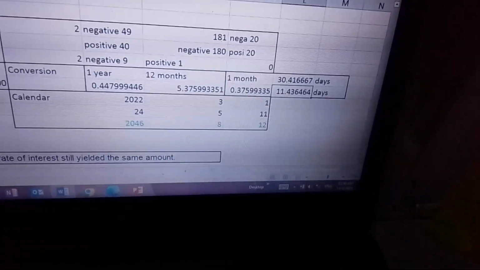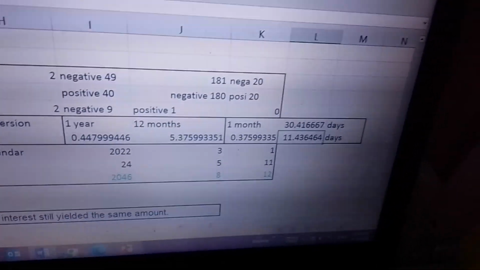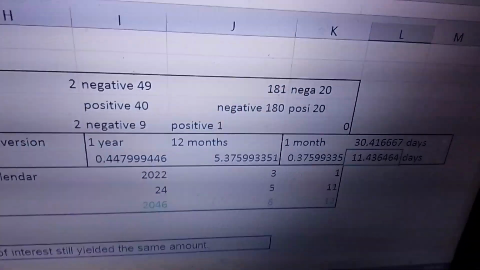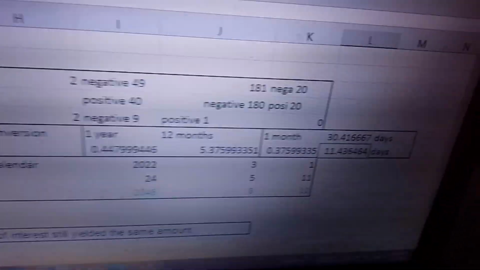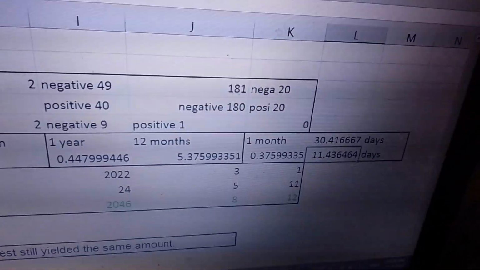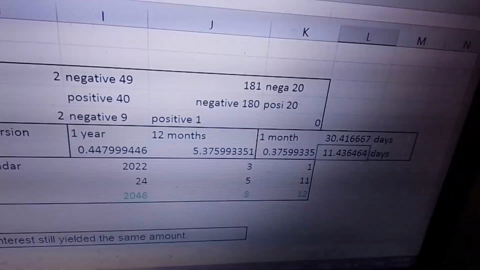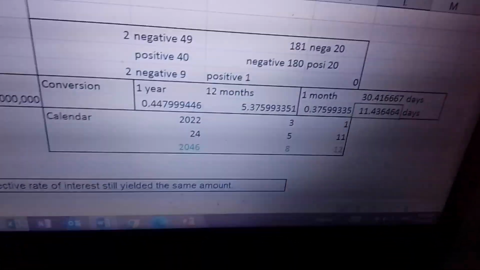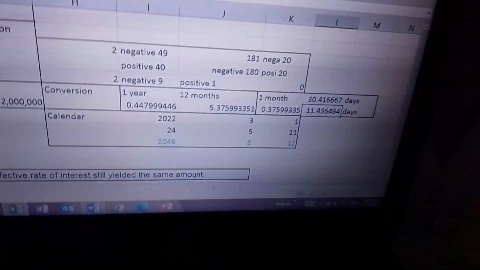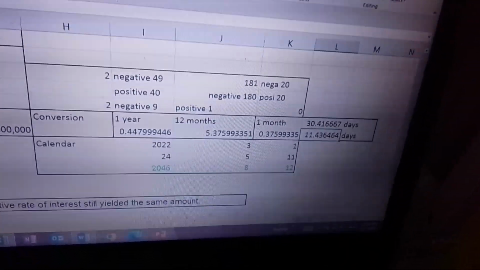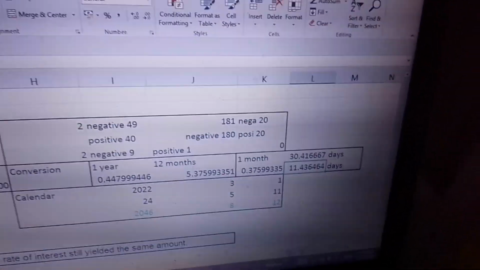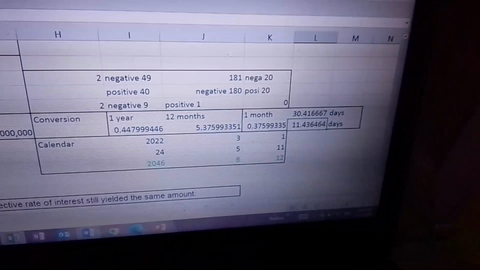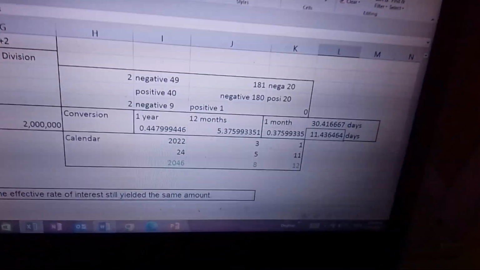This time, you're going to solve for the future. So therefore, you're gonna have to add. Diba, remember ito yung beginning. Ito yung time interval namin. So we want to solve for the future, we need to add. So therefore, 1 plus 11 is 12, 3 plus 5 is 8, 2022 plus 24 equals 2046. So mga 2046 pa. So therefore, the correct answer is on August 12, 2046, they will get 2 million pesos for compound interest.